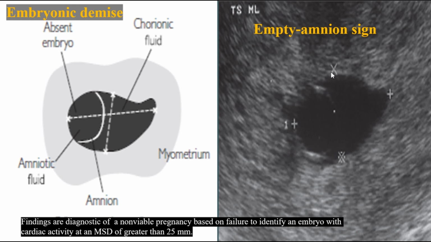The findings are diagnostic of non-viable pregnancy based on the failure to identify an embryo with cardiac activity at a mean sac diameter greater than 25 mm. If the gestational sac is up to 25 mm and it does not contain any fetal pool or cardiac activity, then this is a concerning feature of early failed pregnancy. Here this image of an intrauterine gestational sac shows a yolk sac but no embryo or cardiac activity.